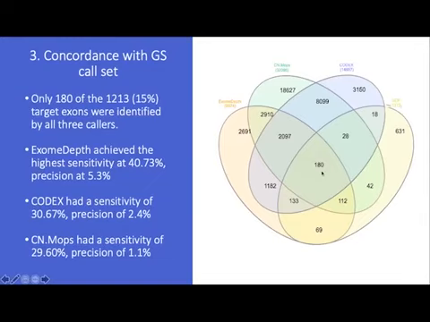ExomeDepth achieved the highest sensitivity, with a sensitivity of 40.73%, a precision of 5.3%, and almost 9,000 false positives. CODEX had a sensitivity of about 31%, a precision of 2.4%, and about 14,000 false positives. And CN.MOPS had a sensitivity of about 30%, a lower precision of 1.1%, and 31,000 false positives.